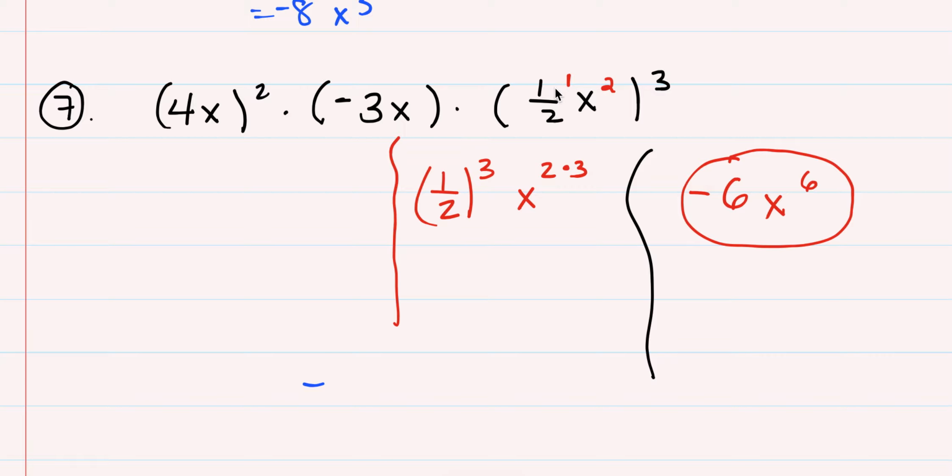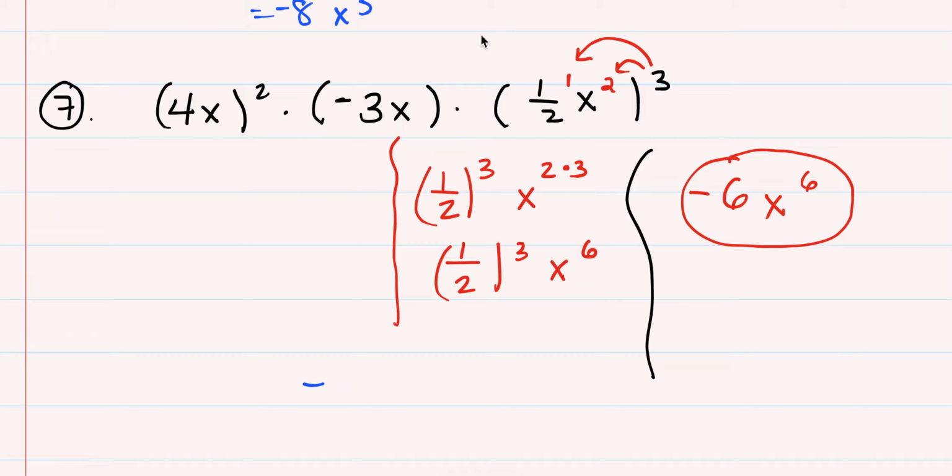Because remember what I did? I put a 1 wherever there wasn't an exponent, but here I have a 2. So if I send this in, I get 1 times 3. And then if I send it in here, I get 2 times 3. So I'll have a 1/2 cubed times x to the 6th. Just want you to be careful with that.